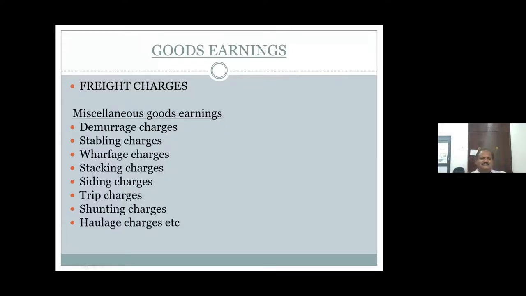So these are the charges collected: standing charges for the remarshalling of the wagons inside the party's siding at the railway station. And also we have the haulage charges. These are collected whenever you need a special train or special coaches. The charges are collected because they are maintained at a depot station, and you will require them elsewhere. Hence, all these haulage charges are collected for shifting the rolling stock from one place to another.